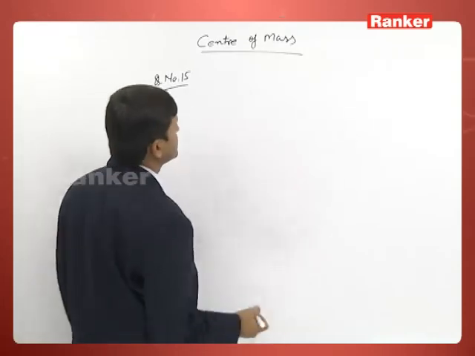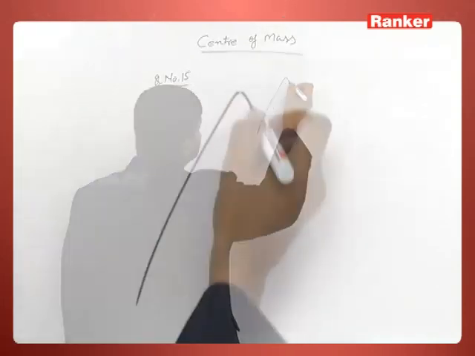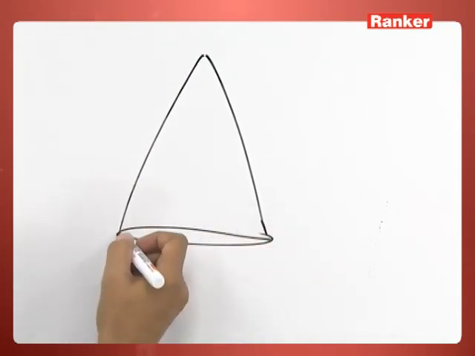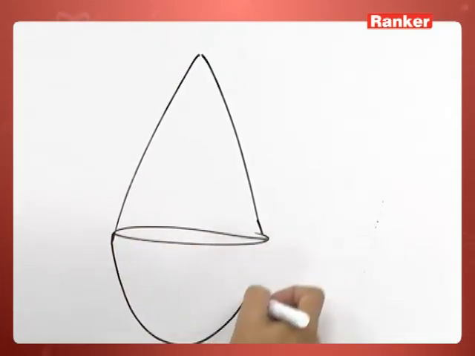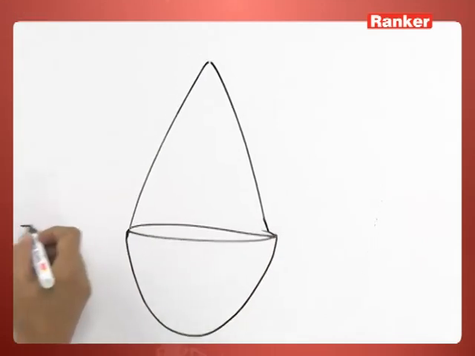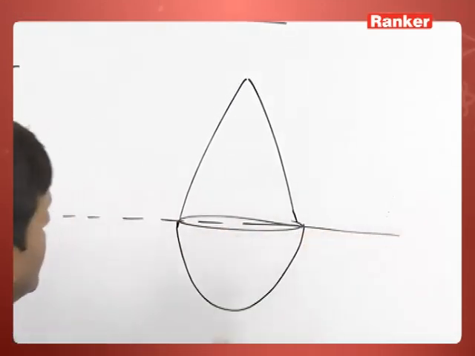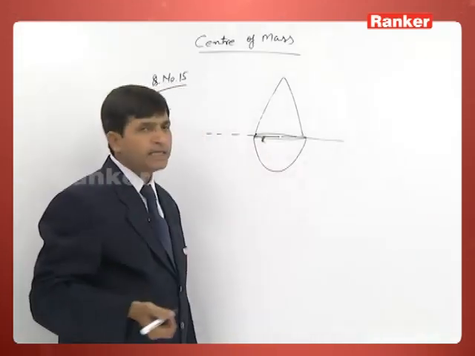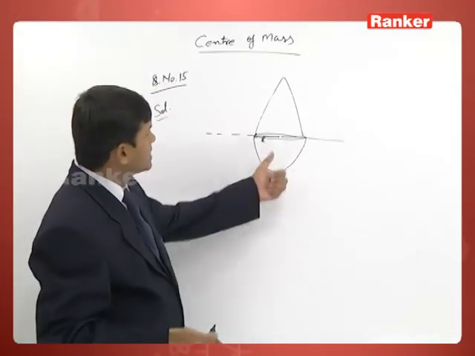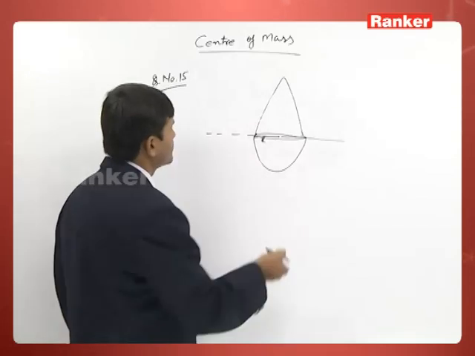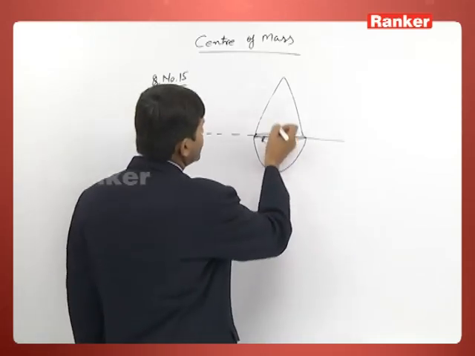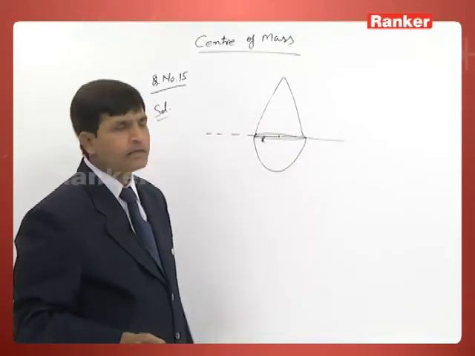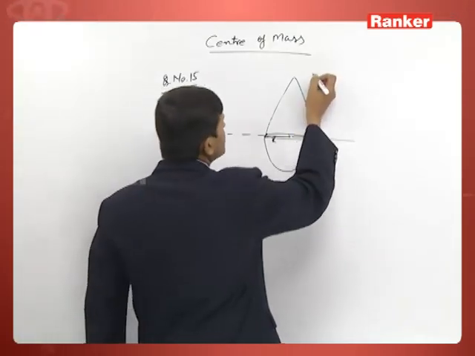See, this is a cone and here one hemisphere. This is a common base and this has radius r. They are saying the center of mass of both lies at the common base or common surface here. Then what is the height of the cone?